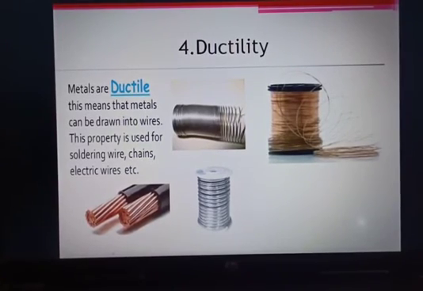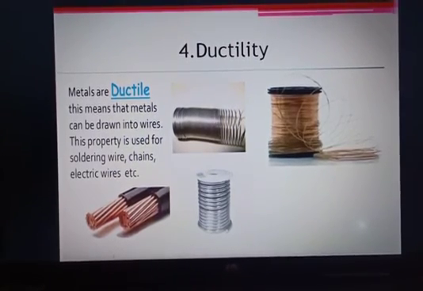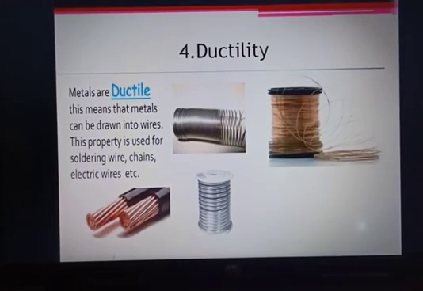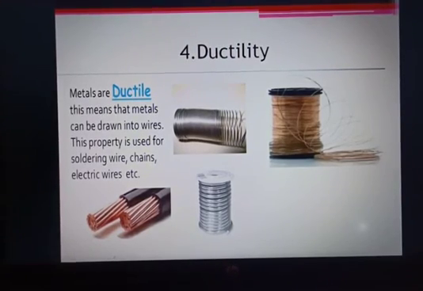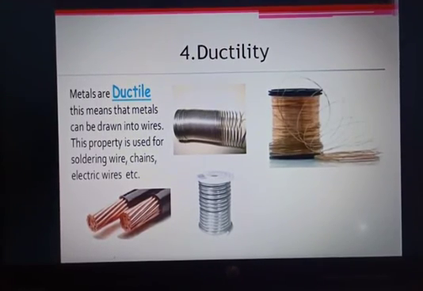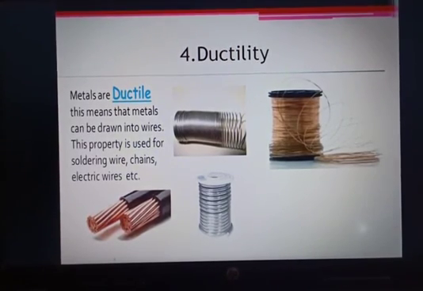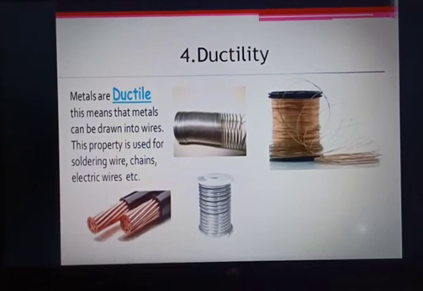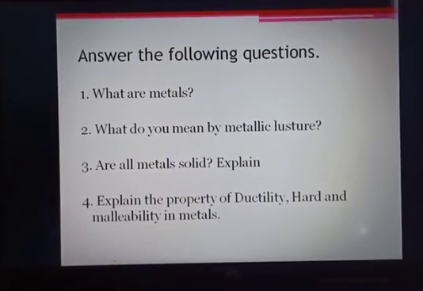Alright children, there are some other amazing and important properties which we are going to learn in our next video, and as always, I made a few questions for you so that you can answer them in your notebook where you were writing the previous chapters' answers. Answer the following questions.